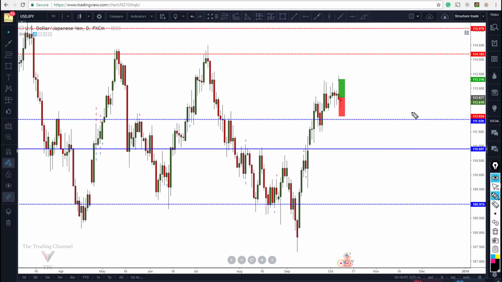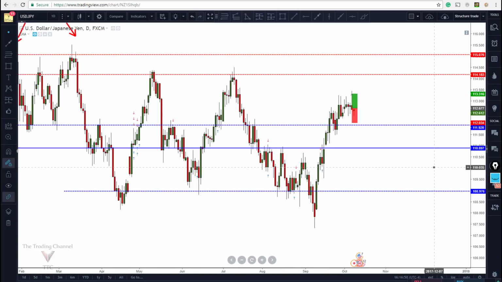And what else can we look for here out of the dollar yen? Well, if we get a push higher here out of this pair, we're going to be looking at the 114 even to the 114.18 area as a level of resistance that we can take advantage of shorting opportunities from. And if we break above that level, we'll be looking around the 115 even handle for the next level of resistance.